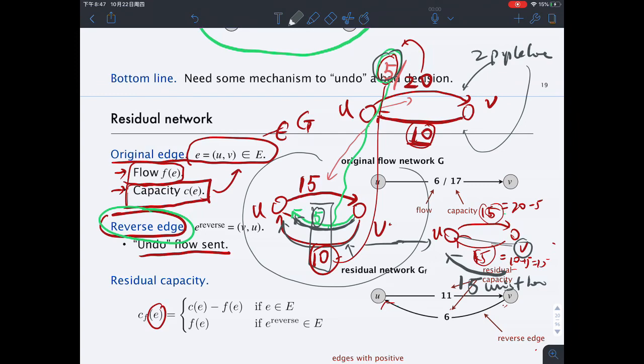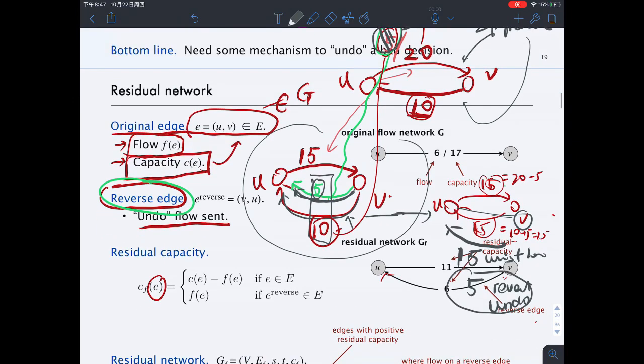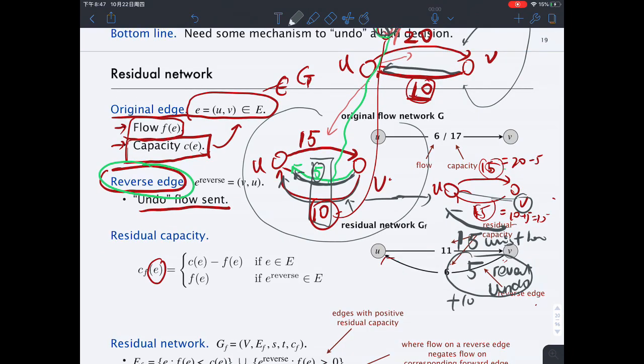That basically means that what we can do is first revert this decision, moving from 5 to 0. So 5 units really come from reverting or undoing the decision. This is the 5 units. On top of that, I can continue to utilize the 10 units of capacity of the pipeline that's connecting from V to U. So this is 10.